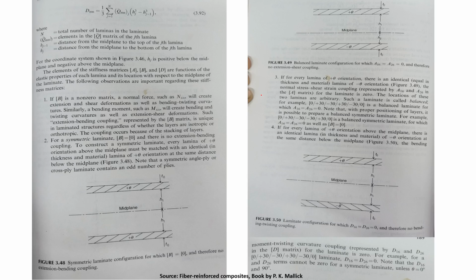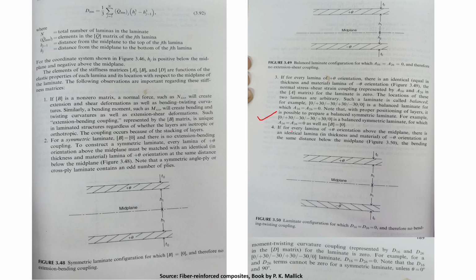Note that with proper positioning of layers, it is possible to prepare a balanced symmetric laminate. For example, 0, plus 30, minus 30, minus 30, plus 30, 0 is a balanced symmetric laminate for which A16 and A26 are 0 as well as B is 0. In this condition, you can see it is both balanced as well as symmetric. So for symmetry, the B matrix will be equal to 0, and for a balanced laminate, A16 and A26 will be equal to 0. A balanced laminate is one which has both the plus and minus orientations together with the same thickness.